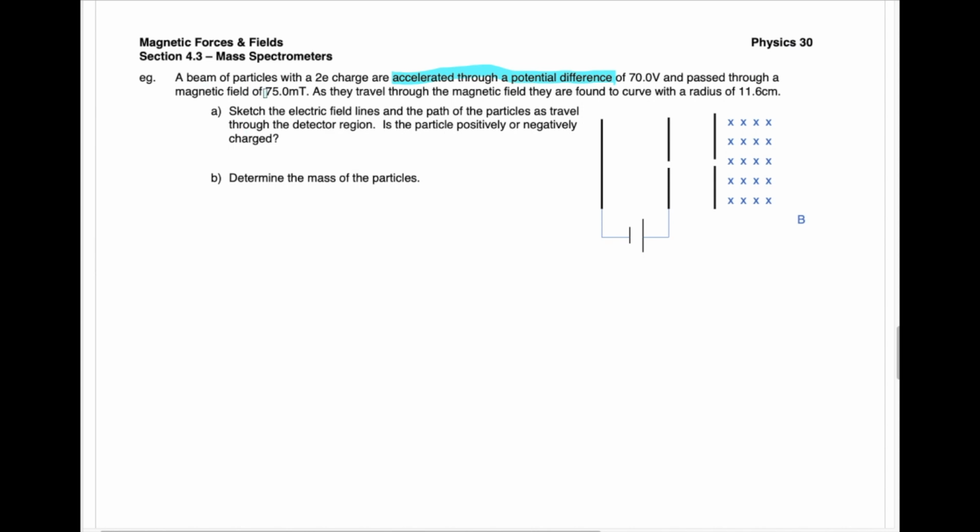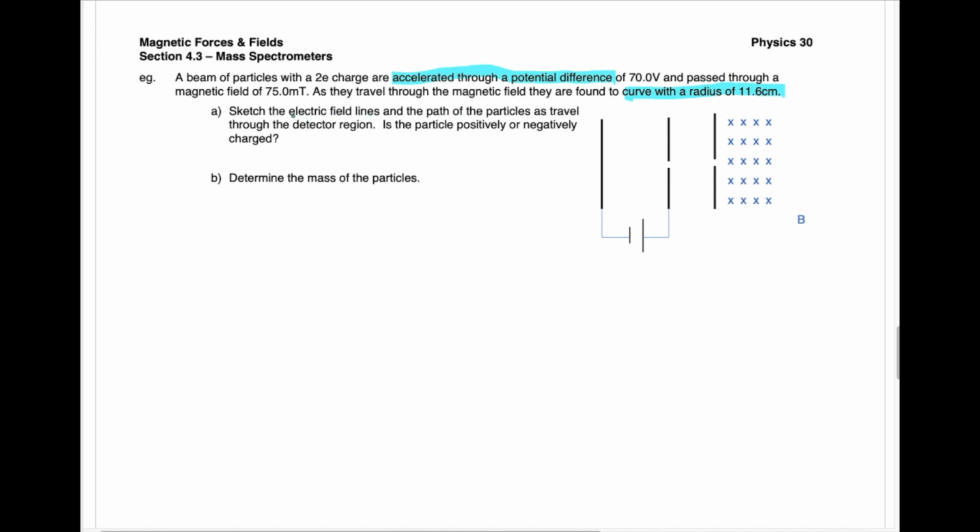Now we're going to pass it through a magnetic field, and in that magnetic field, they curve with this radius of 11.6. And so what that means then is that we have the accelerator region over here. We're accelerating through the potential difference, and then we have then the detector region. Now these questions will only involve one or two of the sections. You'll never have all three, the accelerator region, the velocity selector, and the detector region all in the same question. So just look for which two then are going to be relevant to your particular question.